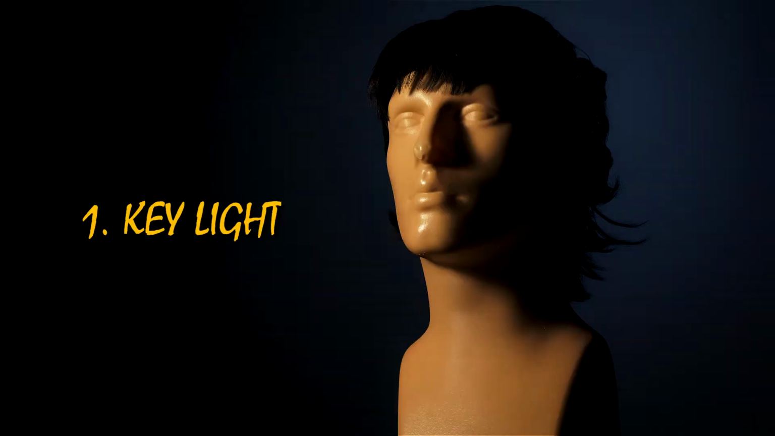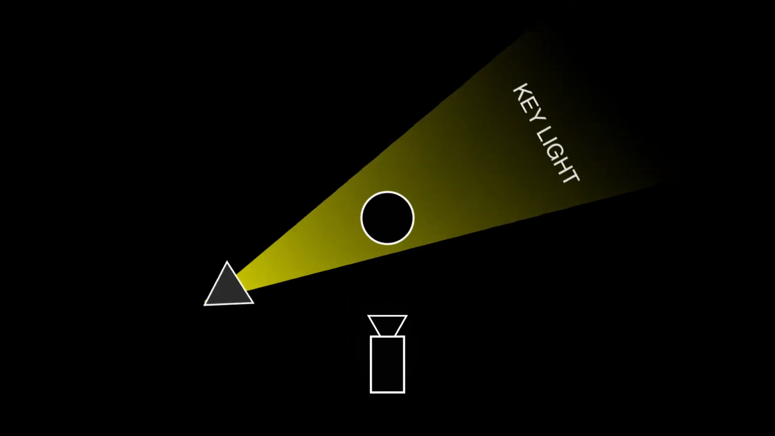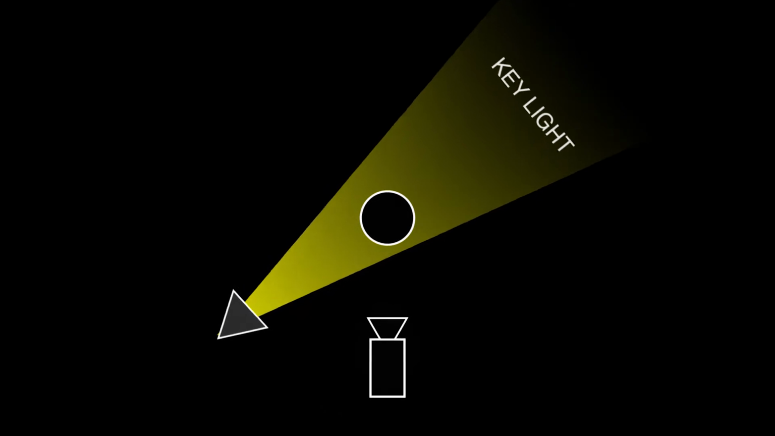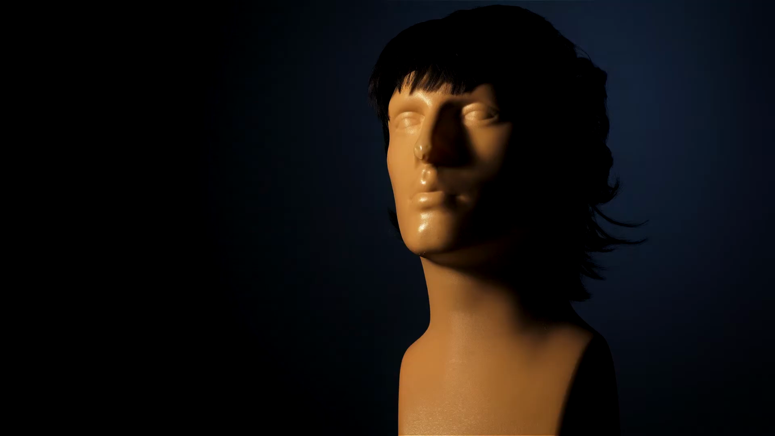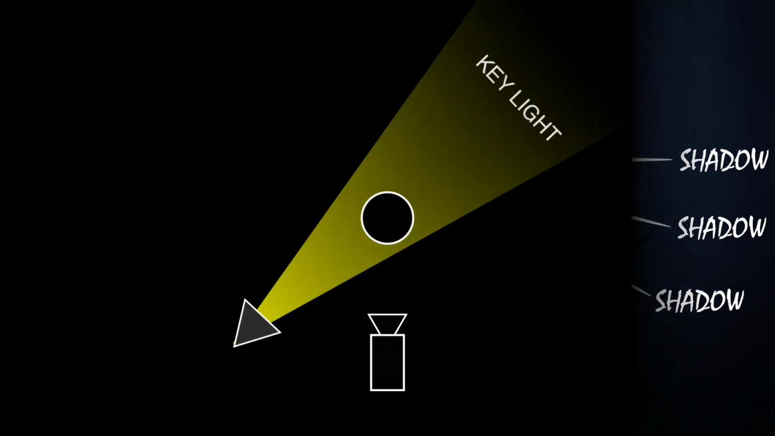The key is generally the most powerful source of light, and with just this light you can get a dramatic look on your subject. Changing the angle of your key will affect the shadows, so be sure to play around with this. The key light gives you a decent start, but you may notice that the other side is looking a little shadowy, which is where our fill light comes in.